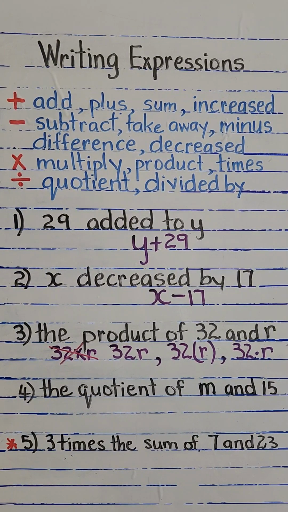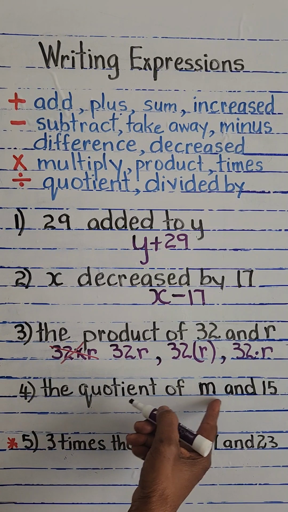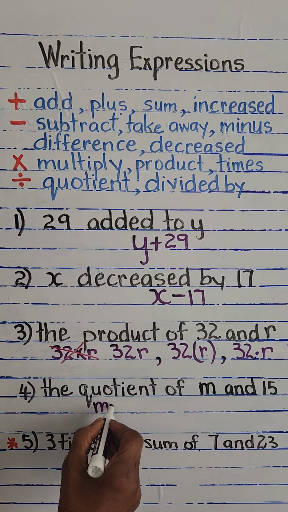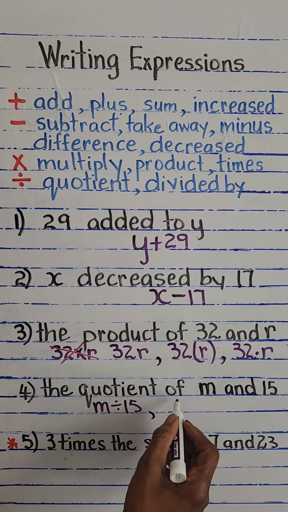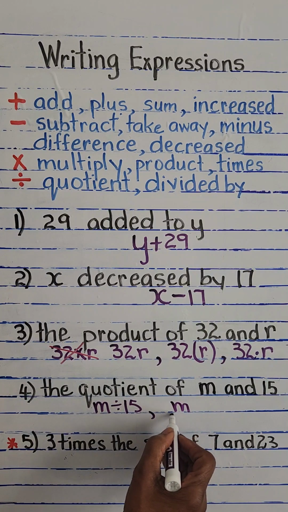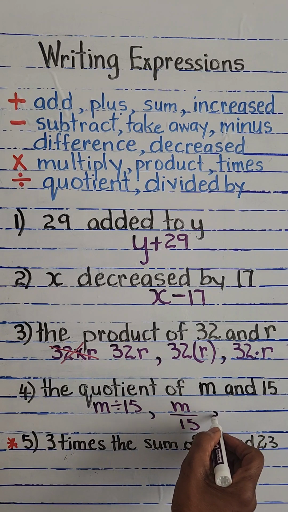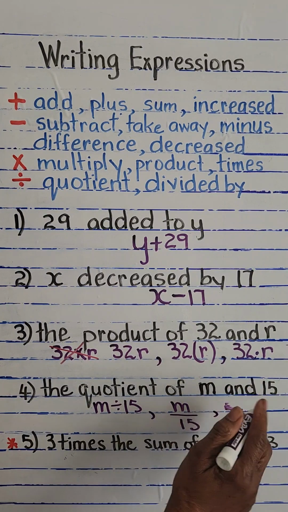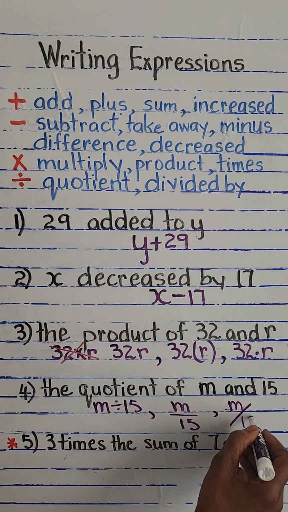Next, the quotient of m and 15. So we're going to divide. The quotient of m and 15. So that is m divided by 15. That could also be written as m over 15. And that could also be written as m divided by 15 in fraction form.